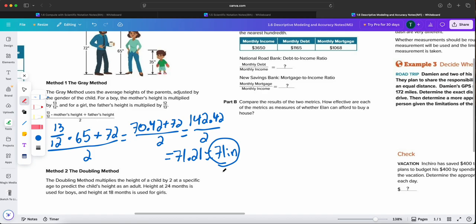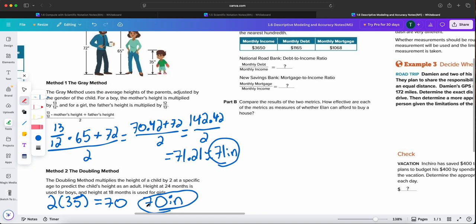So it says that they are at 35 inches right now as a 2-year-old. So to double, we would take 2 times its current height, which is 35. Well, if I take 2 times 35, that gets me 70. So we'd get 70 inches. So both methods got us about the same answer. It's just going to be determining which method we want to use. But these are two methods that they do use to make these predictions.